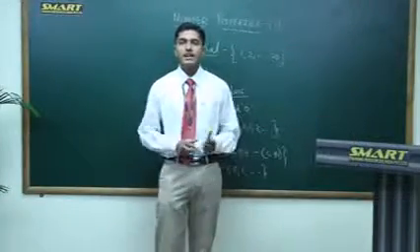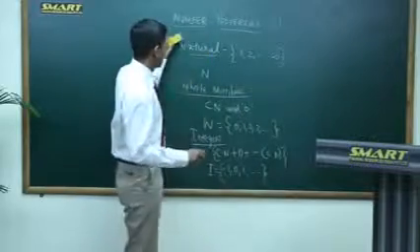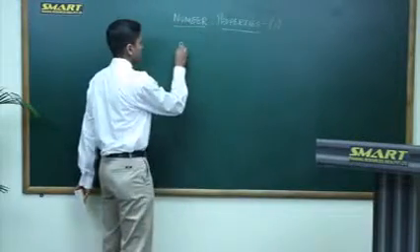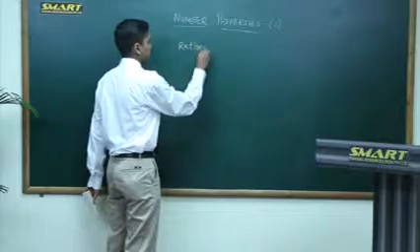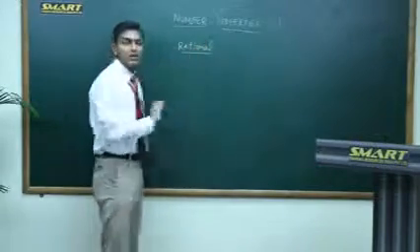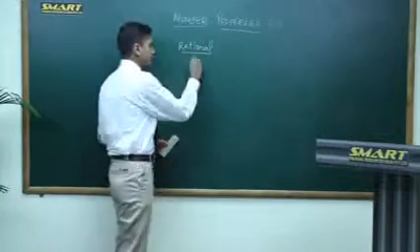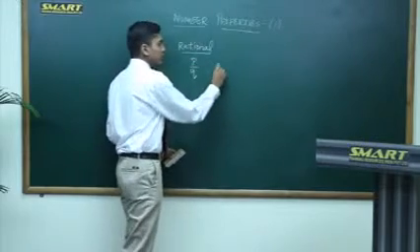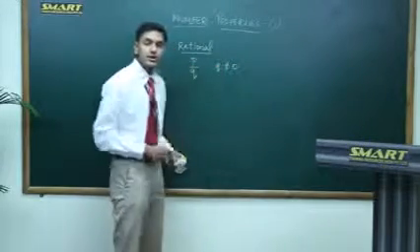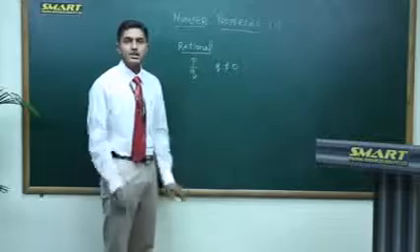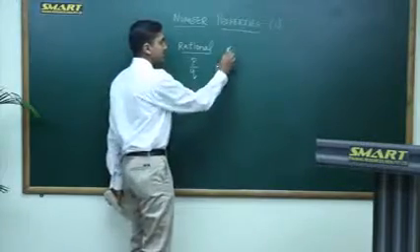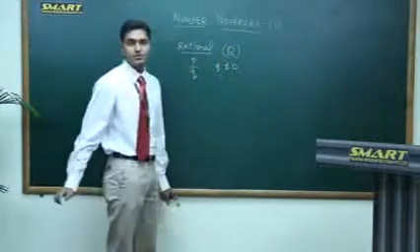The fourth classification is rational numbers. If I can represent a number in the form p by q, where q is not equal to 0, then I can call these numbers rational numbers, and we generally represent them as Q.